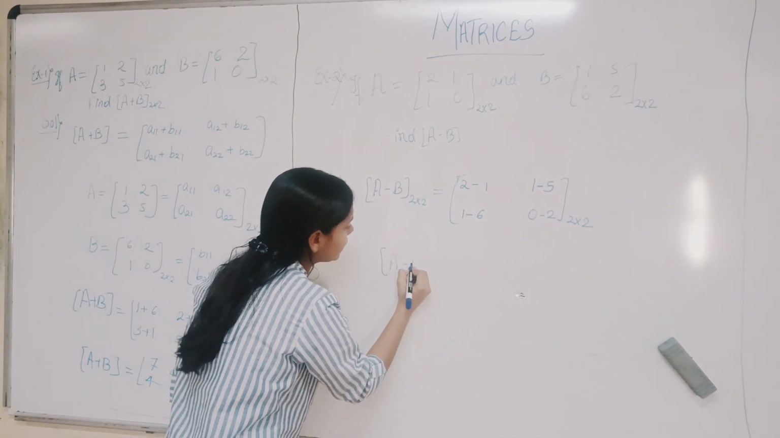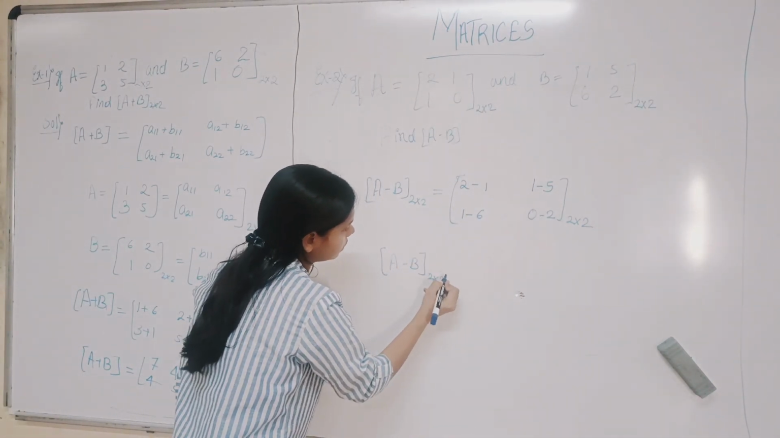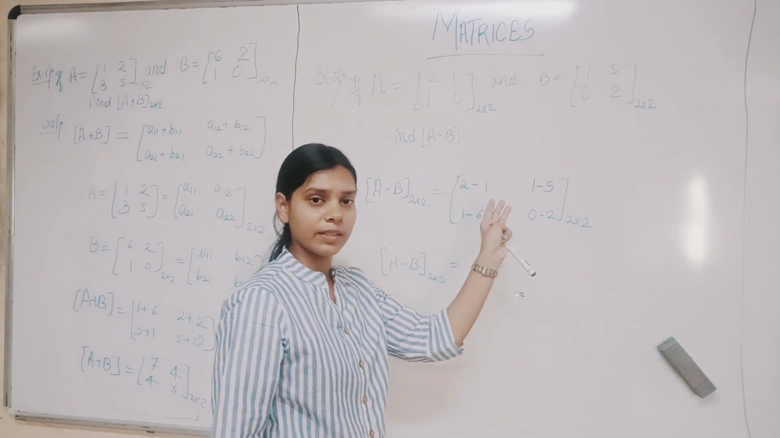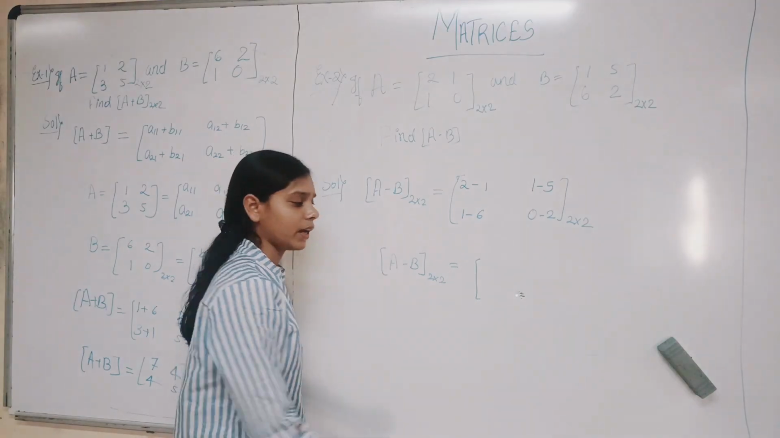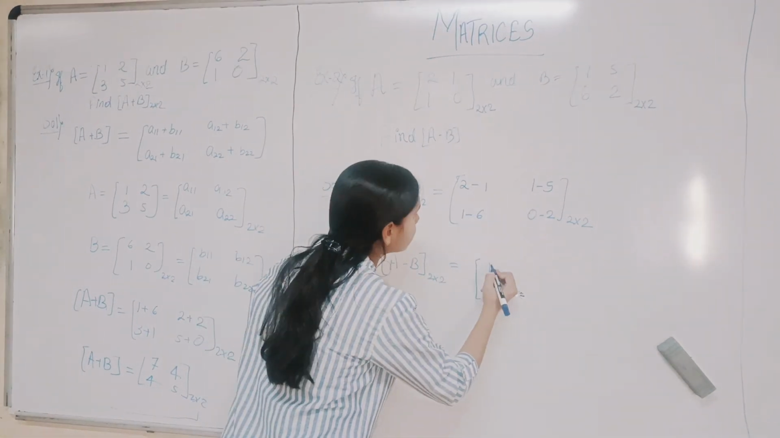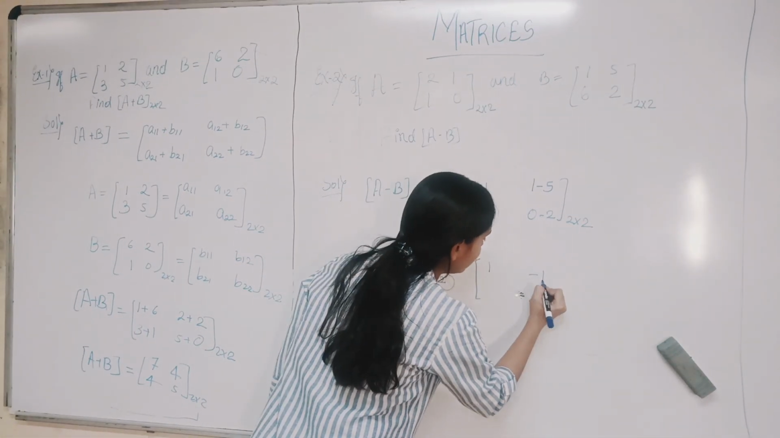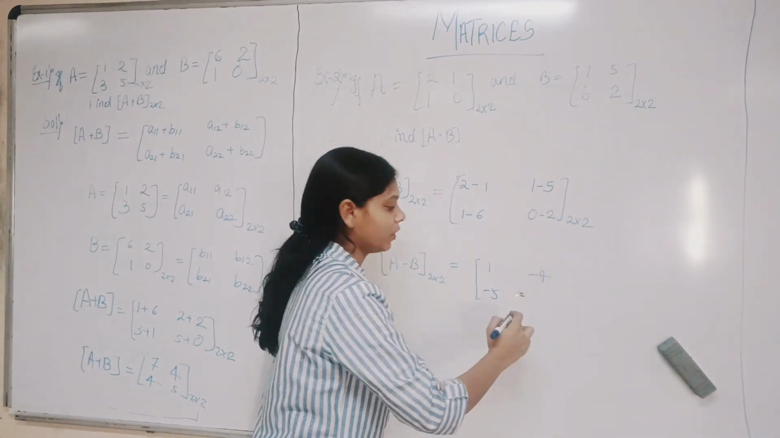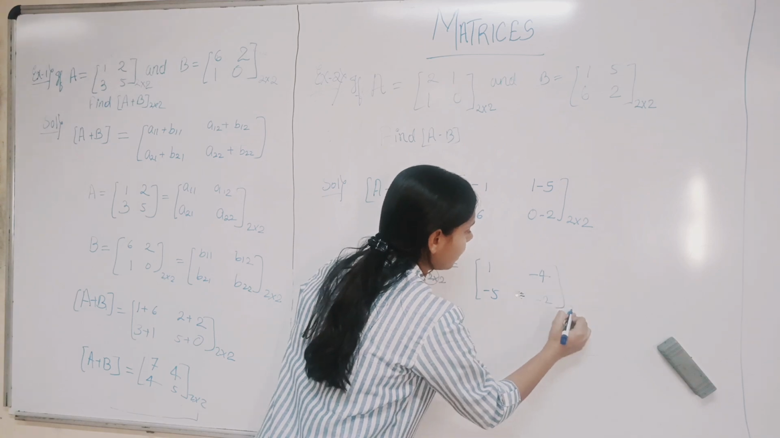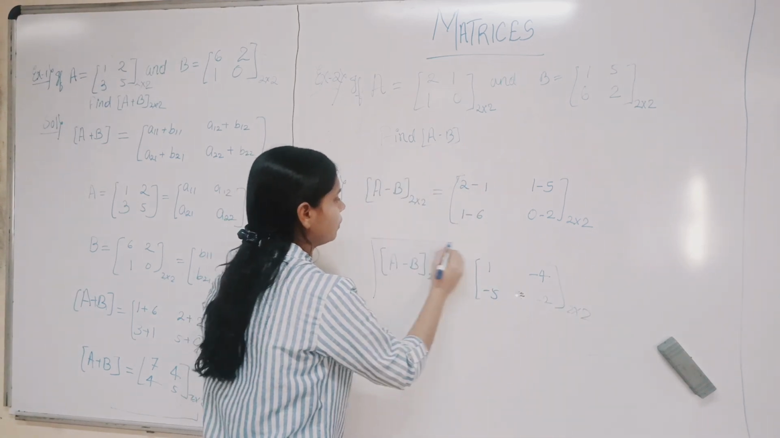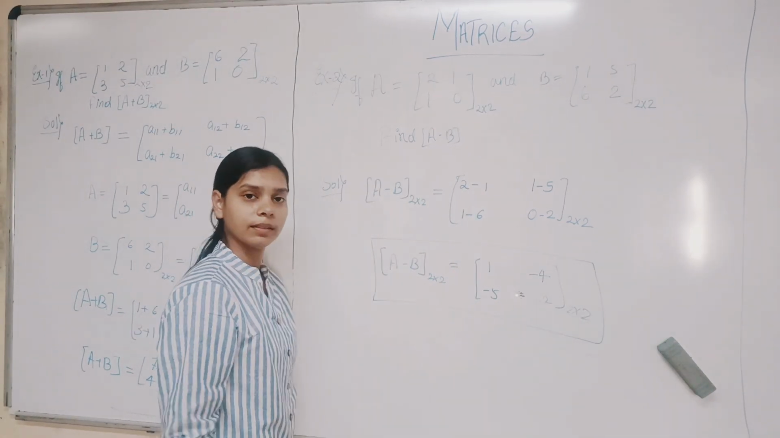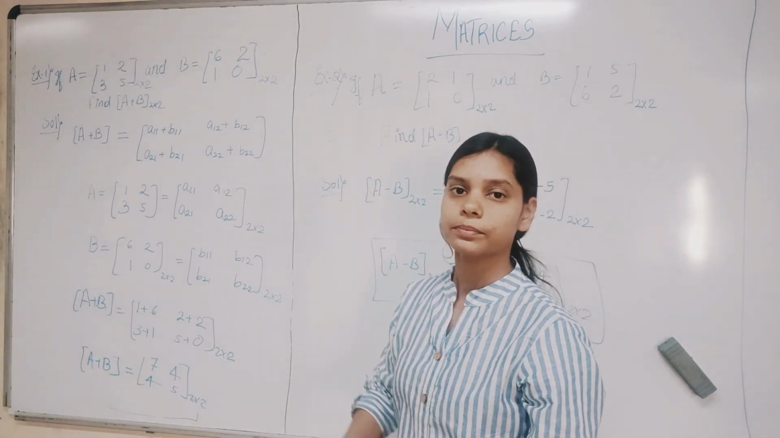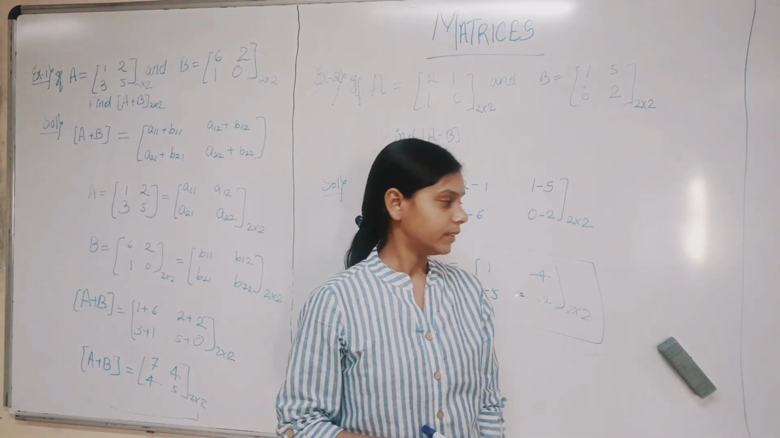What is A minus B, 2 cross 2? Tell me. We just subtract, students, nothing to bother about. So 2 minus 1 is 1, 1 minus 5 will be minus 4, 1 minus 6 will be minus 5 and 0 minus 2 will be minus 2. And this is the answer of the question. So tell me anyone, any problem in these two examples?